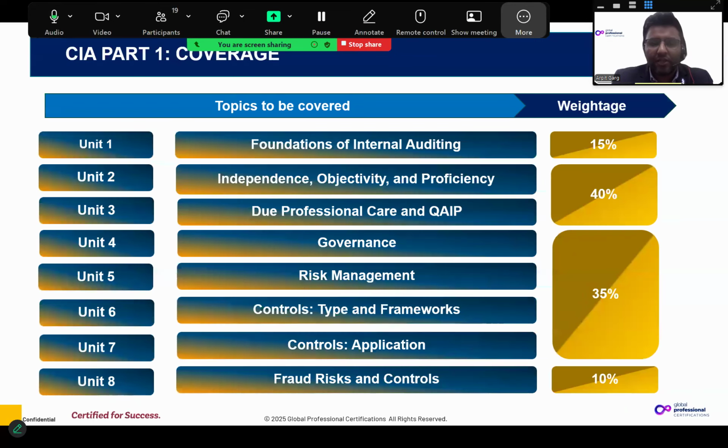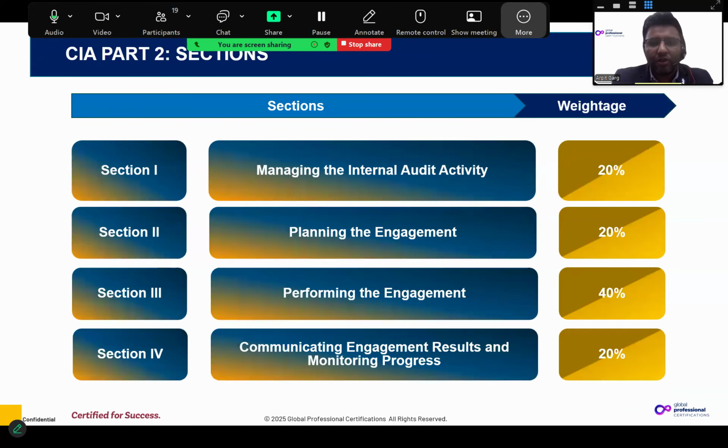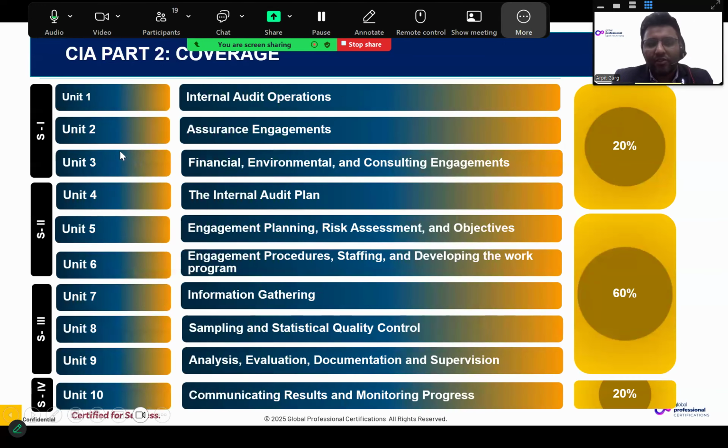If we begin with our initial understanding, everyone, the four sections we were talking about, managing the internal audit activity, has a weightage of 20%, out of which we have already covered the first three units. So we are done with internal audit operations, assurance engagements, and financial, environmental, and consulting engagements. We have completed the first three units in terms of understanding how we manage the internal audit function and what the different types of assignments are. In detail, we have understood them, right?